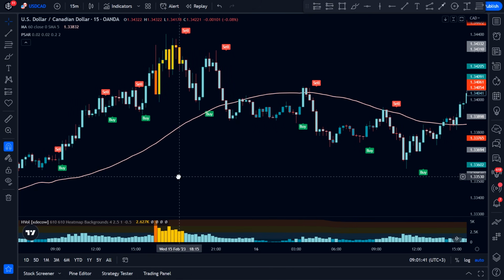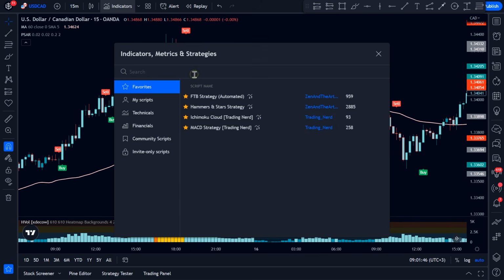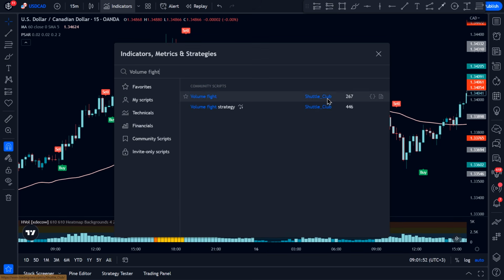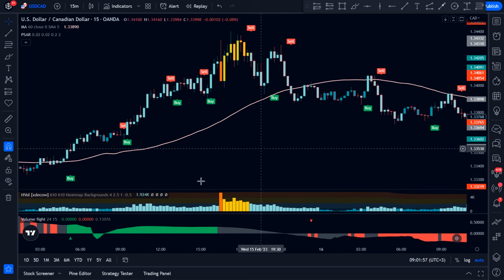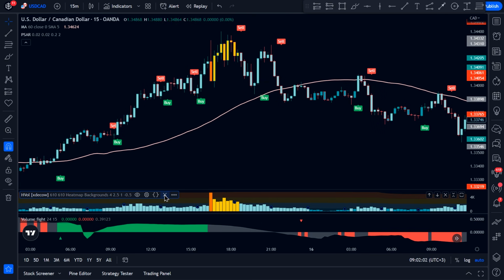To add the second indicator, click here and type in volume fight. Select this one by Shuttle Club. Also, let's just delete this first indicator because we're done with it.